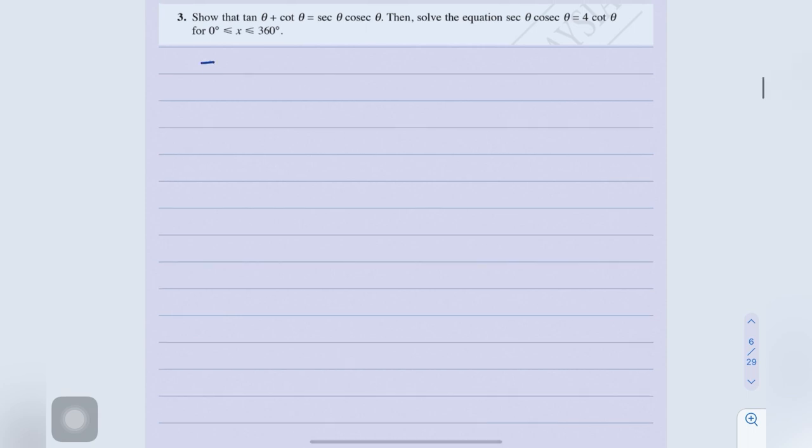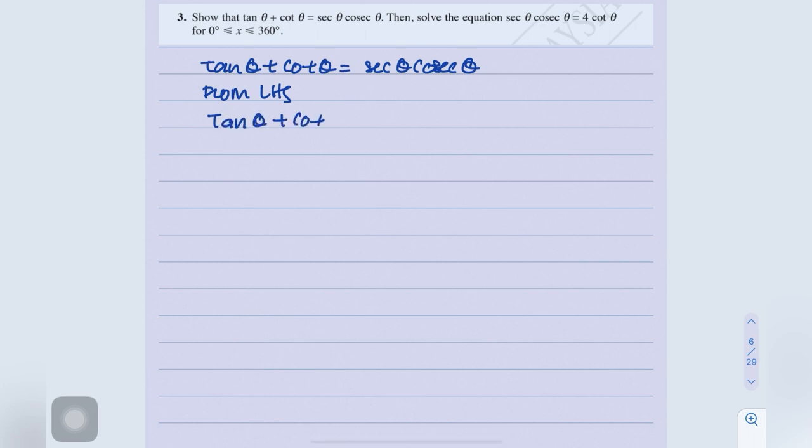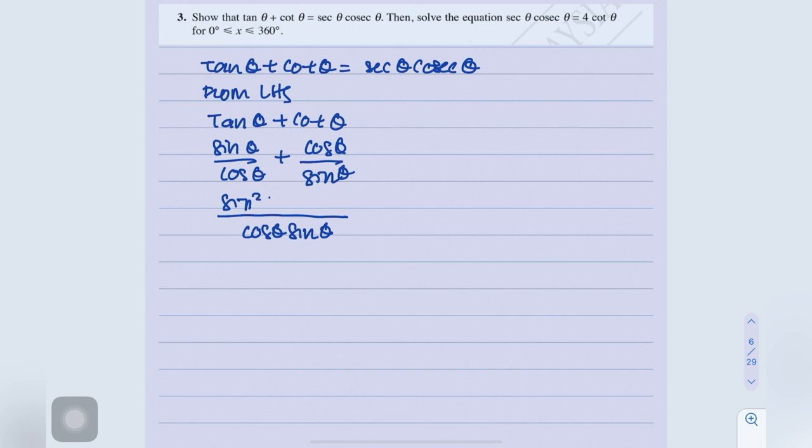So tangent theta plus cotangent theta equals secant theta cosecant theta. To prove, I choose the left-hand side: tangent theta plus cotangent theta. Tangent is sine theta over cos theta, and cotangent is cos theta over sine theta. Then we equate the denominators, so it becomes cos theta sine theta, and the numerator is sine squared theta plus cos squared theta. Sine squared plus cos squared is 1, a basic identity. So 1 over cos theta sine theta.